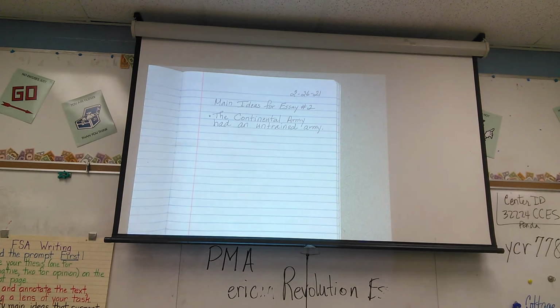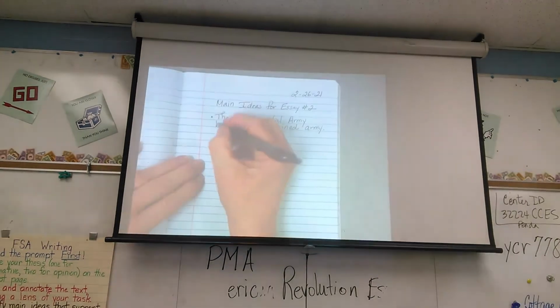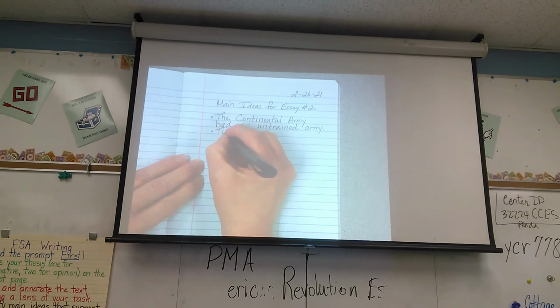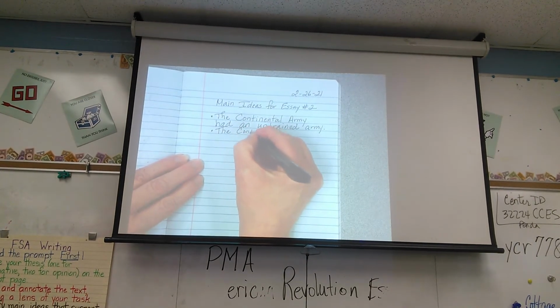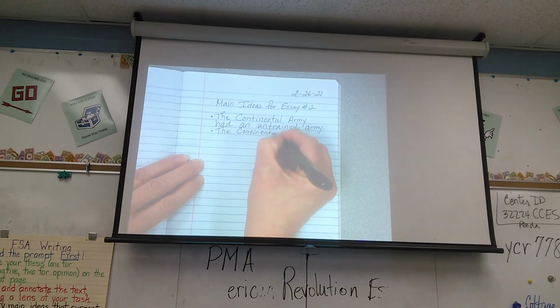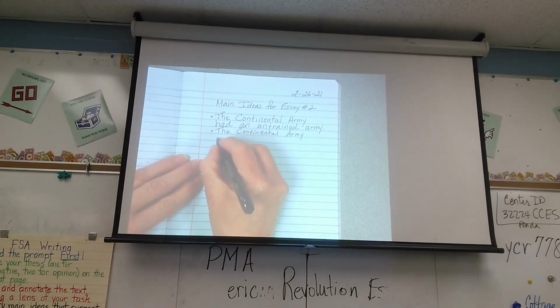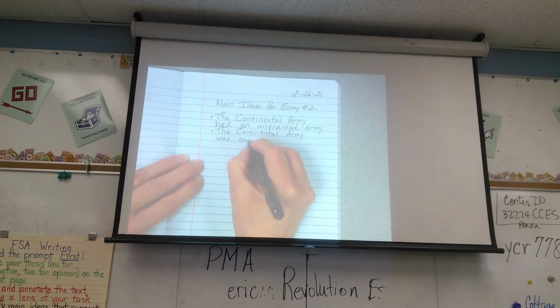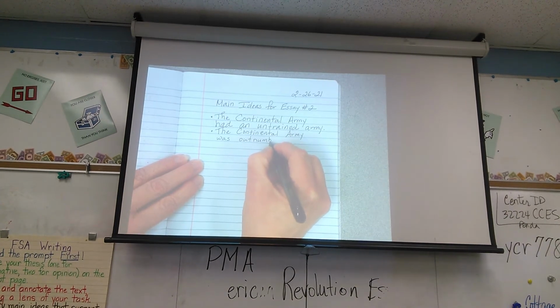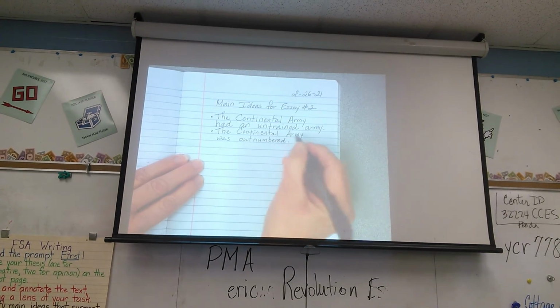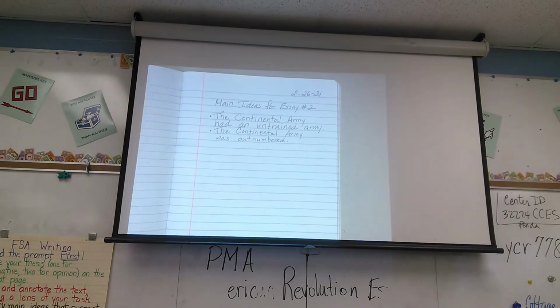Okay, so let's do it this way. Since we started off writing our main ideas based on the Continental Army, let's continue that. Okay, so we can say the Continental Army, and this goes along a little bit with what Roman said, was outnumbered. Okay, what about another one?